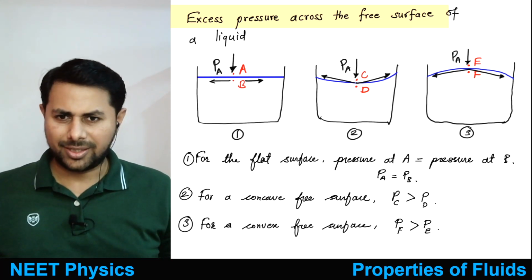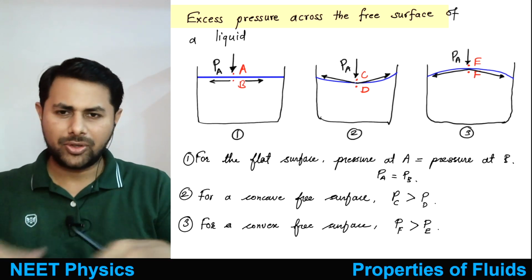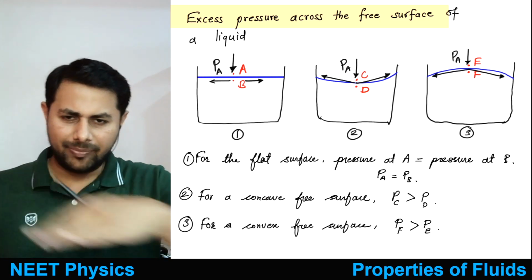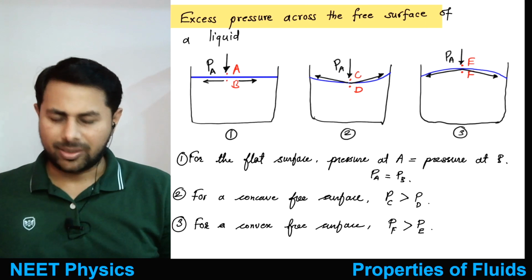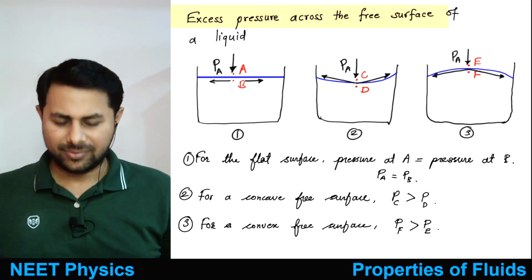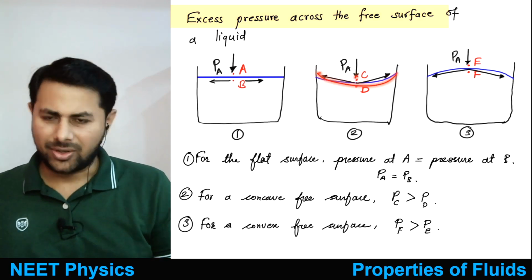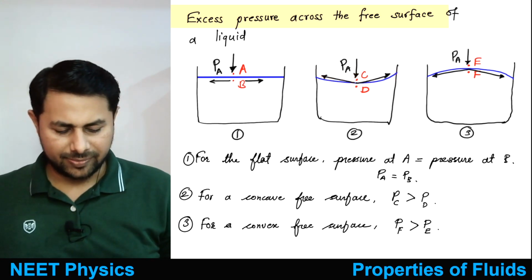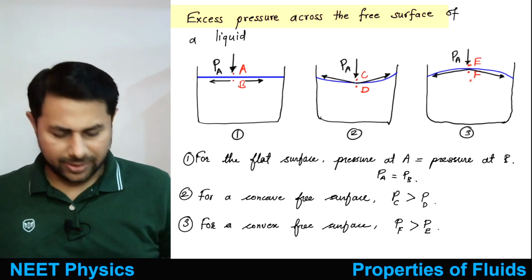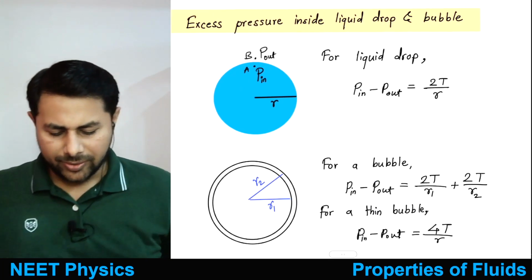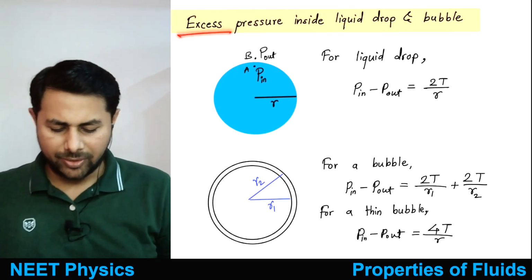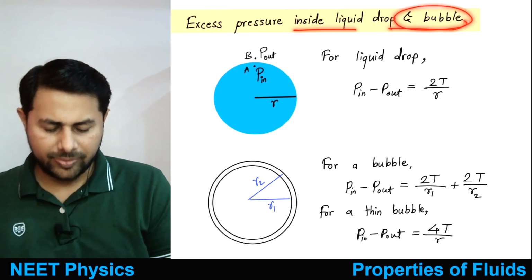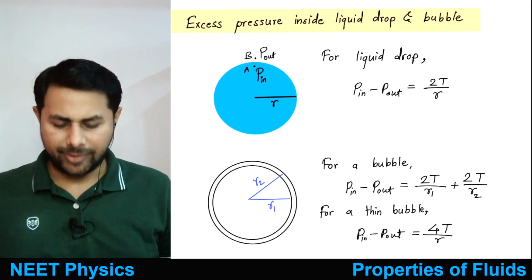right? This thing is clear, yes, no? Or suppose you have a free surface of liquid, then pressure on the concave side is always more compared to pressure on the convex side. Let's always remember it this way. Now suppose I want to find out the excess pressure inside a liquid drop and a bubble.